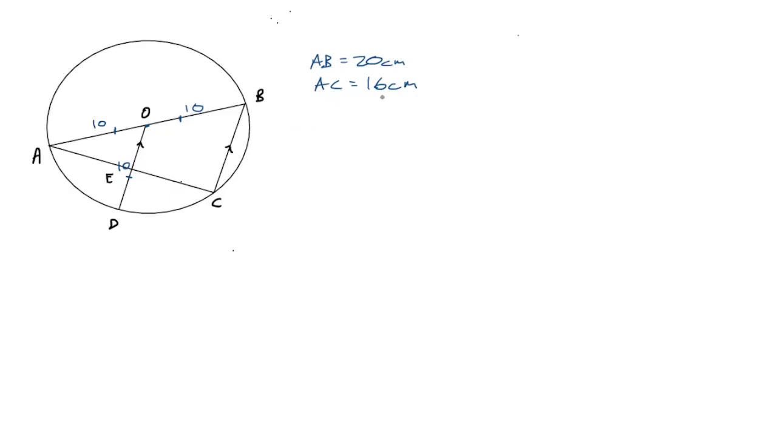Secondly, if AC is 16 centimeters, and they've also told us that this is perpendicular. If a perpendicular from the center meets a chord, then it splits the line in half, it bisects it. And so if it's 16, then each of these would be 8 centimeters.